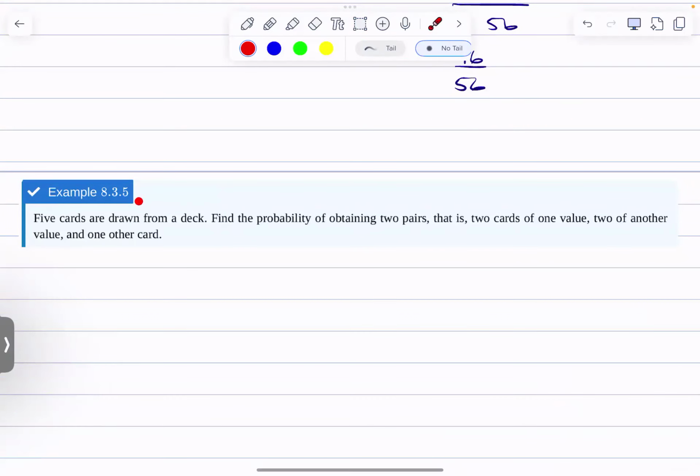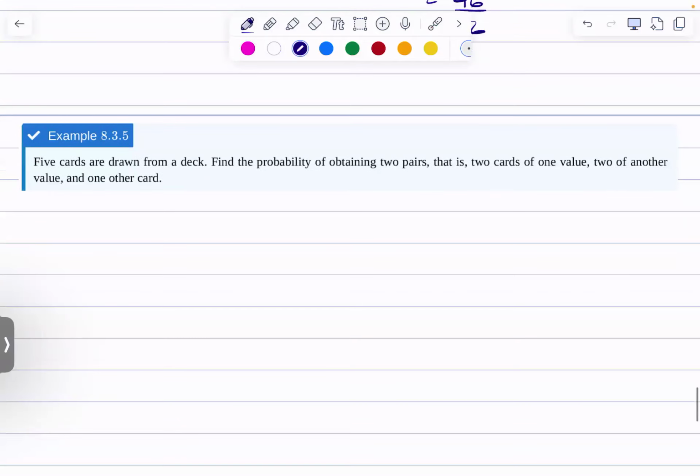Deck of cards. 5 cards are drawn from a deck. Find the probability of obtaining 2 pairs. So 2 cards of one value, 2 of another value, which has to be different than the other pair. That's kind of implied because otherwise it's not 2 pairs. It would be considered 4 of a kind. And so they have to be of different values, and 1 other card. So in your hand, you would have 2 pairs, and 1 other card.